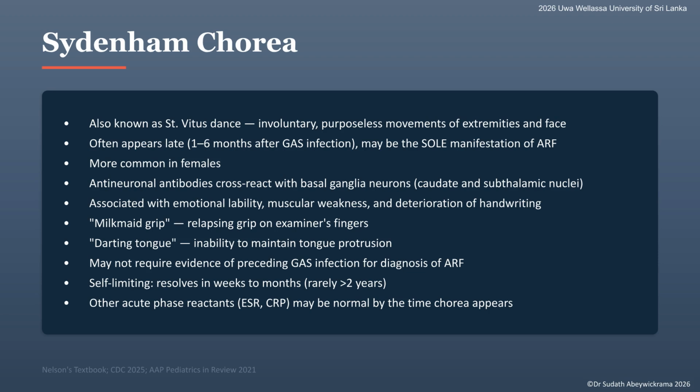Sydenham chorea, or St. Vitus dance, presents as involuntary, purposeless movements, often appearing late. It may be the sole manifestation of ARF. It's linked to antineuronal antibodies cross-reacting with basal ganglia. Clinical signs include milkmaid grip and darting tongue. It is self-limiting and may not require evidence of preceding GAS infection.